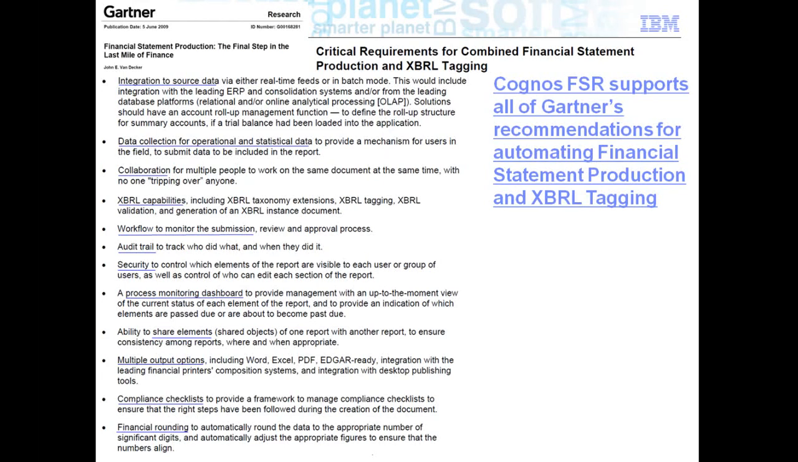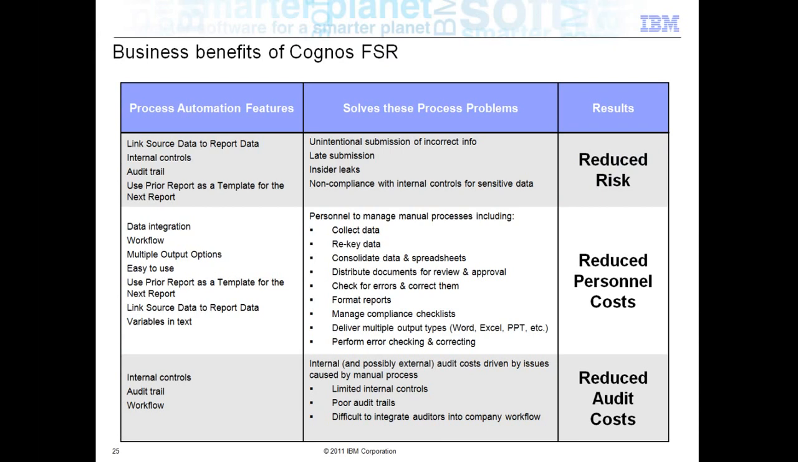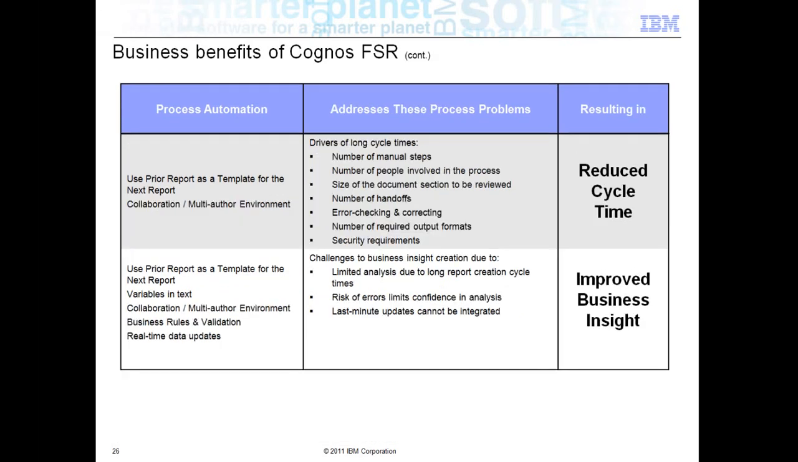Now, some of the overall core business benefits of Cognos FSR are around reducing risks, reducing personnel costs, reducing audit costs in many instances, from a lot of the features that are inherent with Cognos FSR. Additional ones might be around reduced cycle time. I referred to it as you being in complete control of your timelines a number of times today, as well as improving your overall business insight.